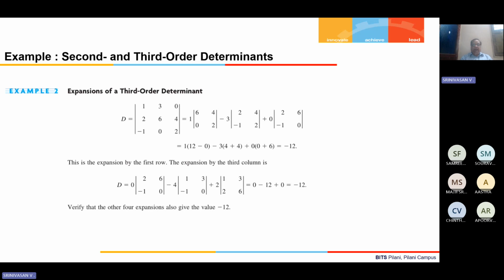The expansion by the third column, you get minus 12. So you can do the expansion. Verify that the other 4 expansions also give the value minus 2. If you expand through any row or any column, you must get the same value.